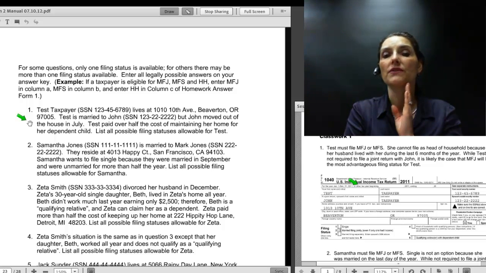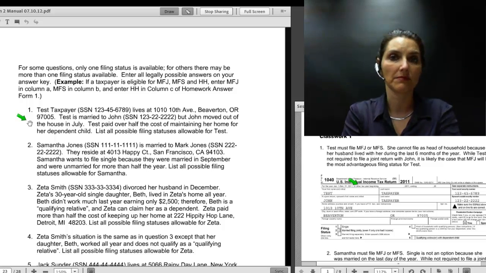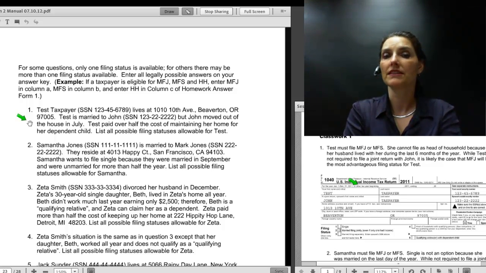There's a key test that she's failing, and that test is that she did not live with her spouse at any time in the last 6 months of the year. If Test's husband moved out in July, July is the 7th month. That means he was in the house in the last 6 months, and because he lived with her during the last 6 months, she fails that particular test for being considered unmarried. And since she cannot be considered unmarried, she is married.